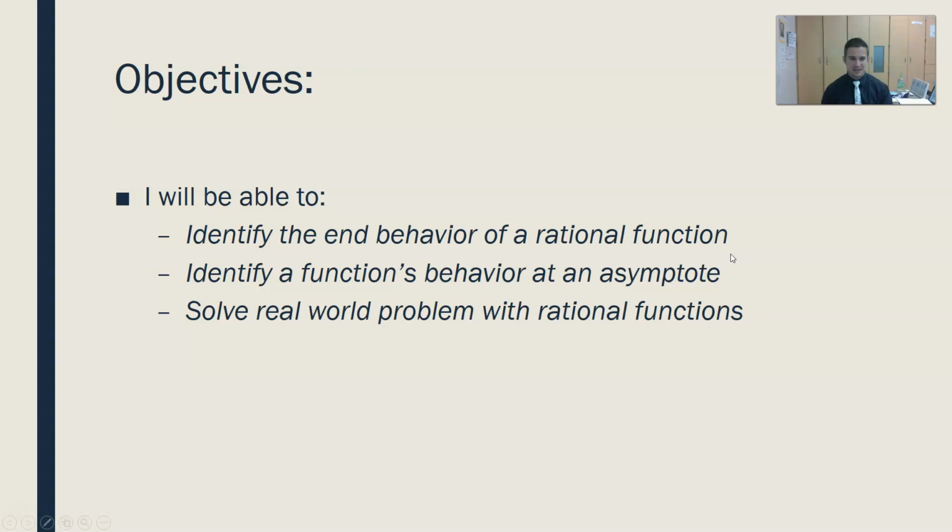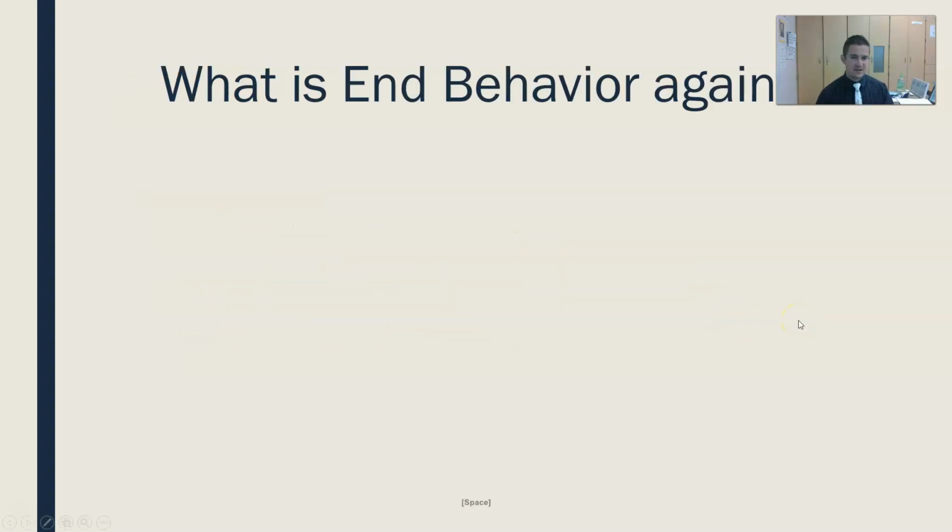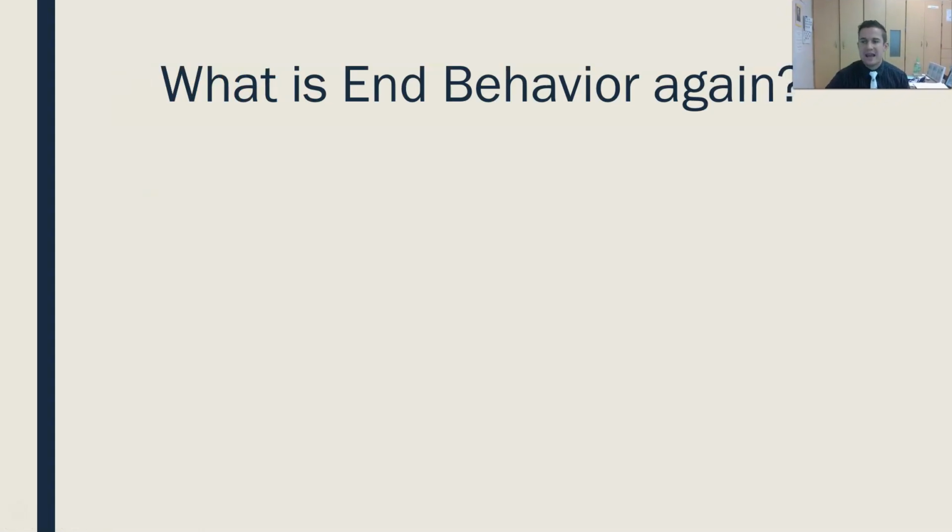By the end of this lesson, these are the things you're going to be able to do. You're going to be able to identify the end behavior of a rational function. We'll talk about what that means. You'll be able to identify a function's behavior at an asymptote. And you'll be able to solve a real-world problem with rational functions. Okay, let's dive in.